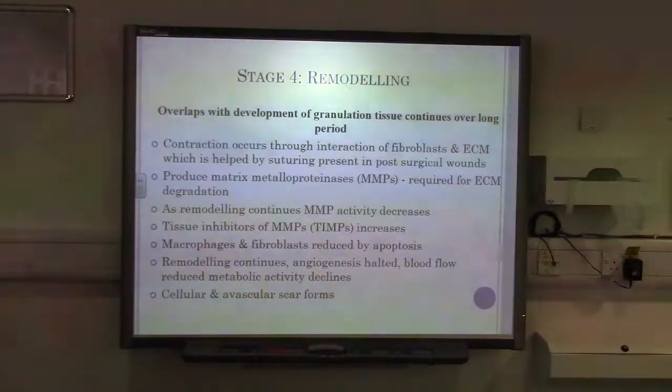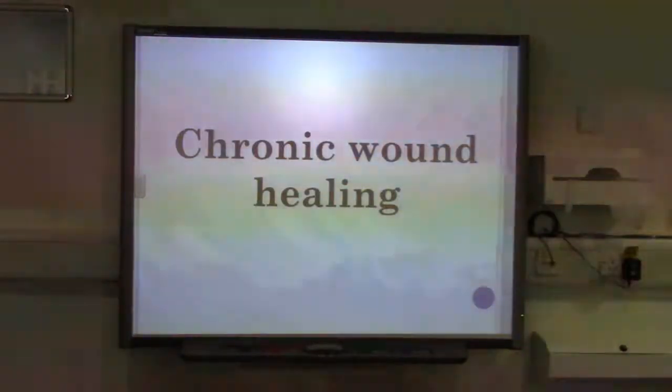As remodelling continues, angiogenesis is halted, so those blood vessels that are present on the wound bed, and blood flow are reduced as the metabolic activity declines. There's also cellular and avascular scar formation, and again depending on the size of the wound, post-surgically or a wound caused by a different etiology, scar tissue may be present which doesn't have the same skin integrity as our normal skin.